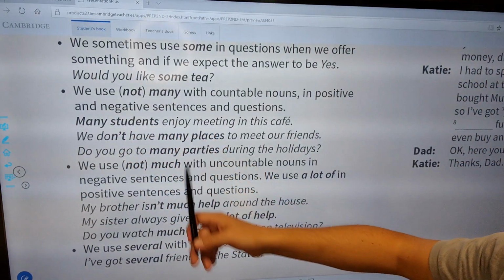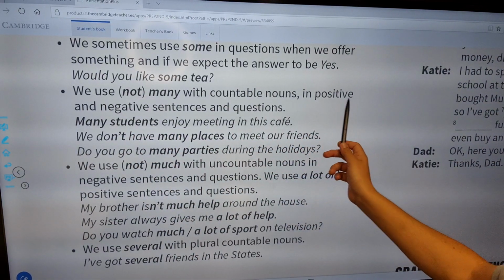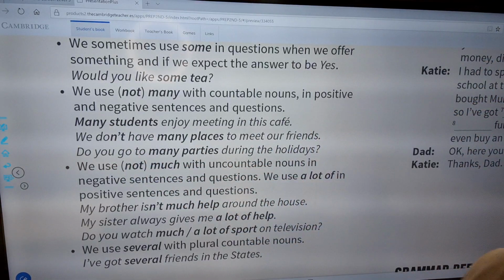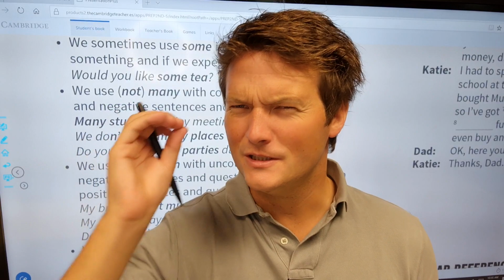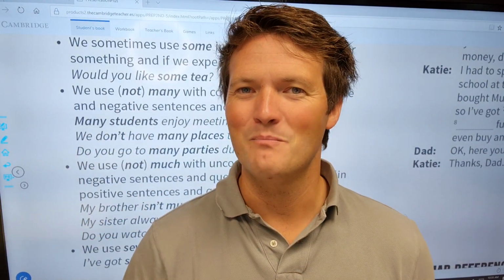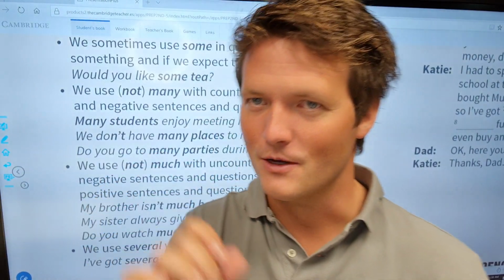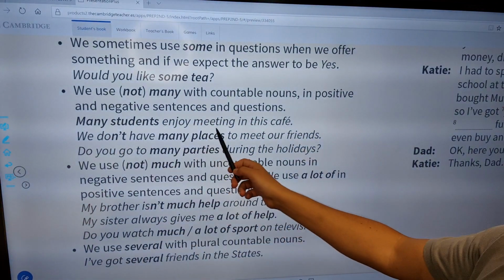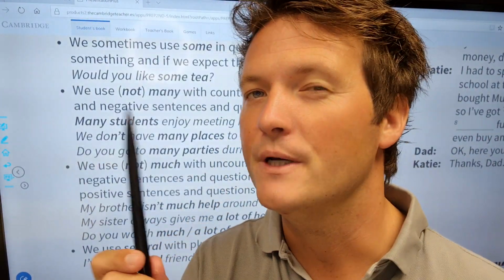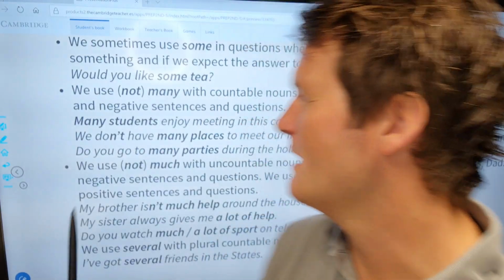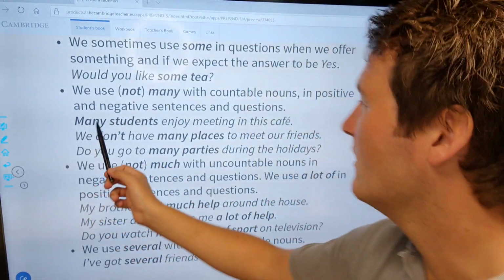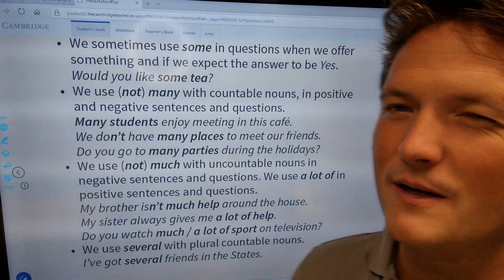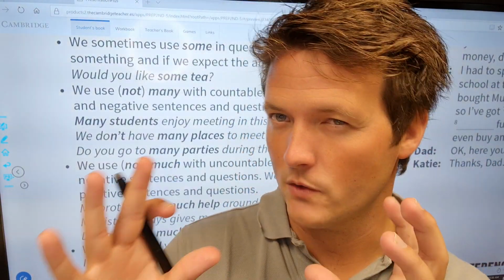So we use many or not many with countable nouns in positive and negative sentences. So many. Now I know I don't want to speak in Spanish too much, but much is like mucho and many is like muchos, right? So many is for countable plural nouns. Let's have a look at some examples. Many students enjoy meeting in this cafe. So many can be used in positive sentences, but it sounds a bit formal. For example, I would probably tend to say a lot of students enjoy meeting in this cafe. But you can say many, and it sounds okay, right?